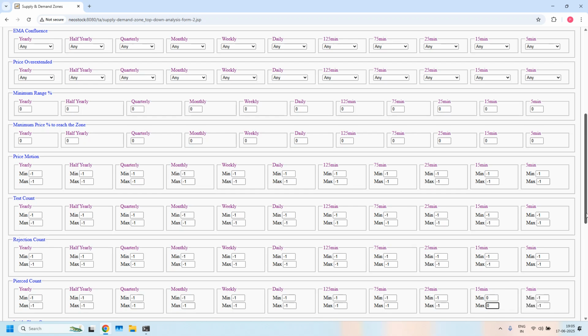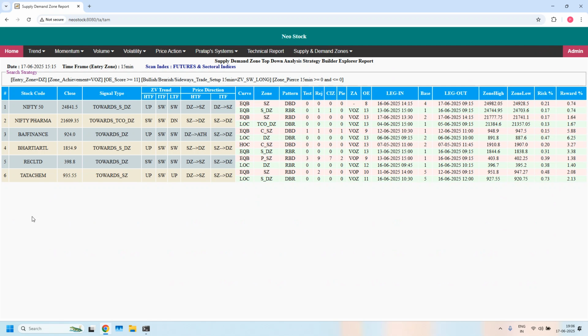With these filters, we got 6 stocks. This is sideways long trade setup. For daily income trade, entry time frame zones are 15 minutes demand zones.